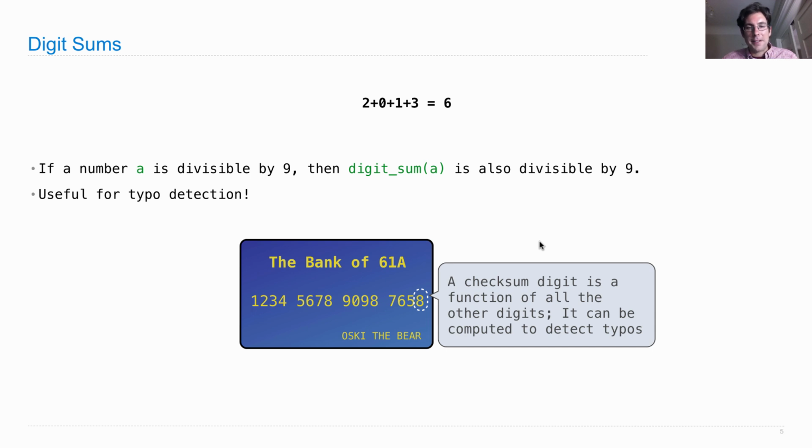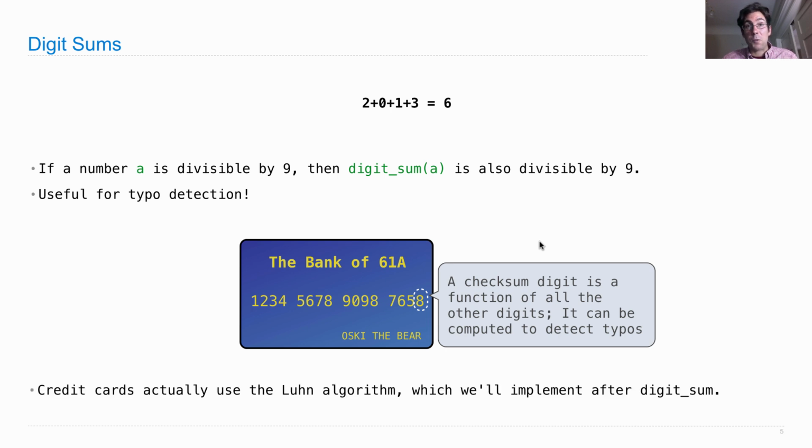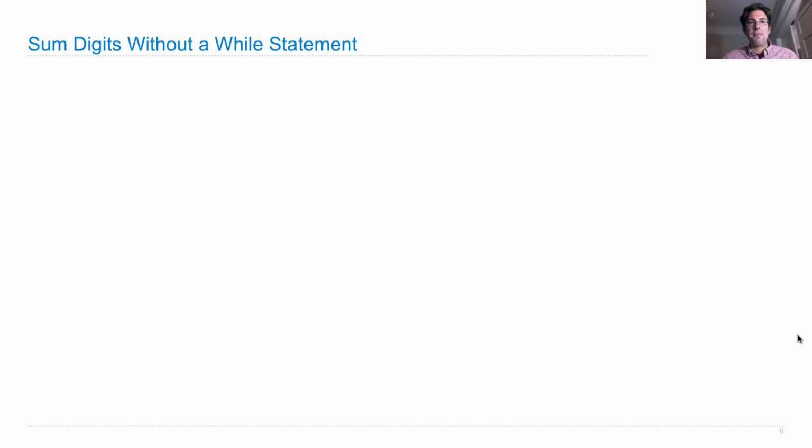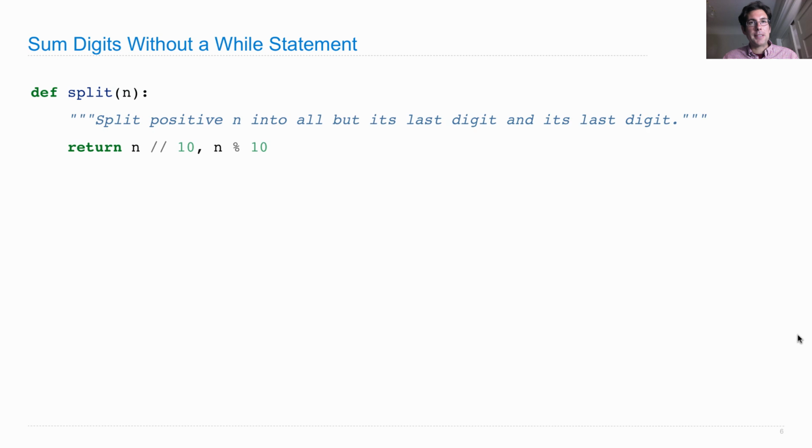Now, the checksum digit is actually not just the sum of the other digits. It's something slightly more complicated, which we will compute later in this class, but we're going to start out with digit sums, and then we'll look at the actual algorithm that's used in order to compute checksums for credit cards. So we're going to sum digits without actually using a while statement. You could probably figure out how to sum digits on your own already, but without using a while statement will require recursion.